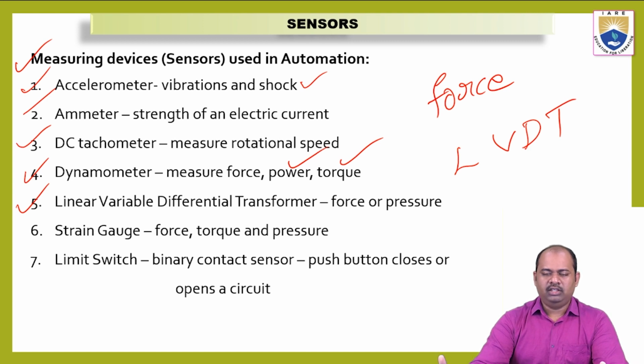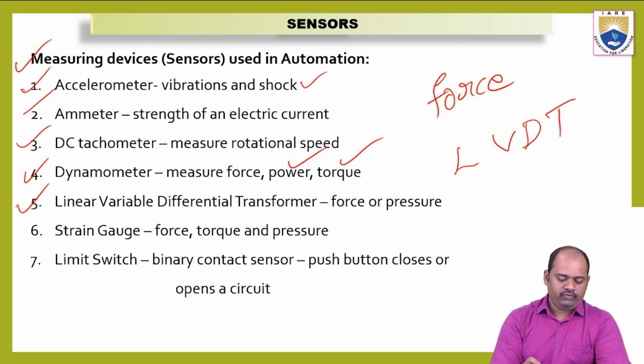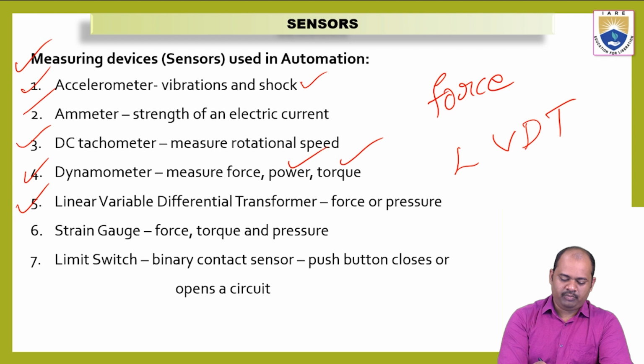Whereas in this LVDT, the pressure is directly converted in the form of an electrical signal, and this electrical signal can be given to the controller. So the LVDT is used for force measuring or pressure measuring.